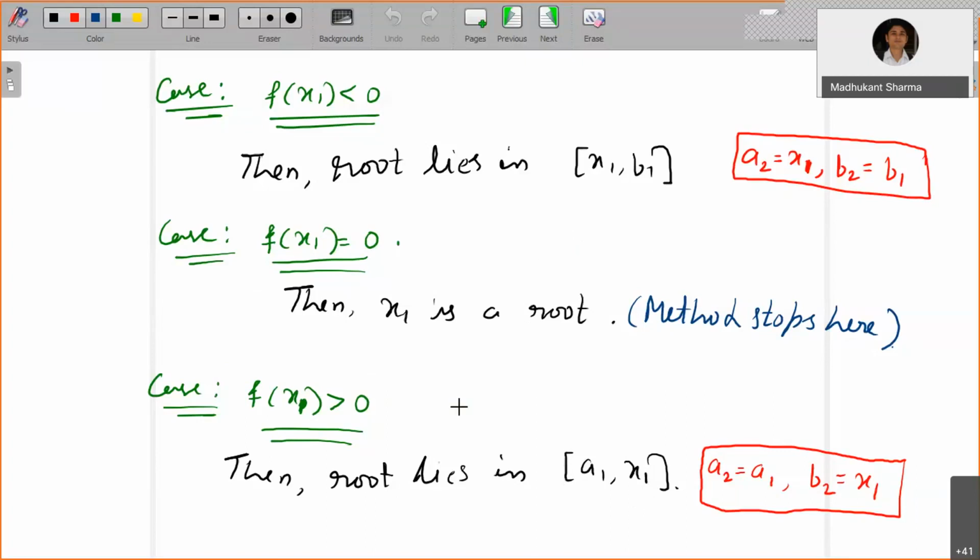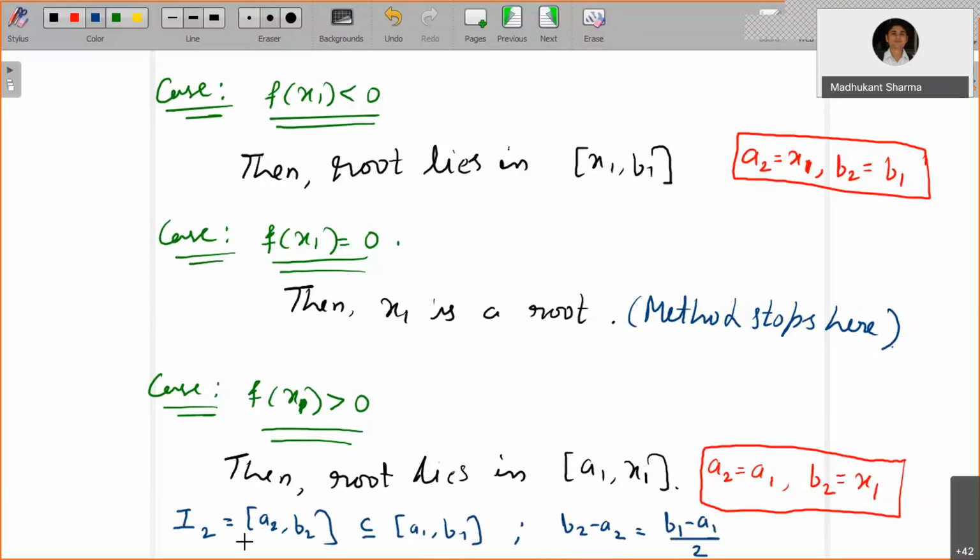So what is the relation between this new interval? I have I2 equals a2 comma b2, which is going to be a subset of a1 comma b1, because you are subdividing the interval and considering the half part of the interval. So b2 minus a2, the length of the interval, is nothing but half of the length of the interval a1 to b1.